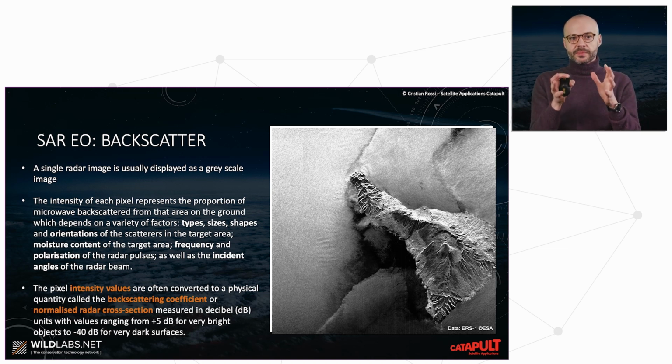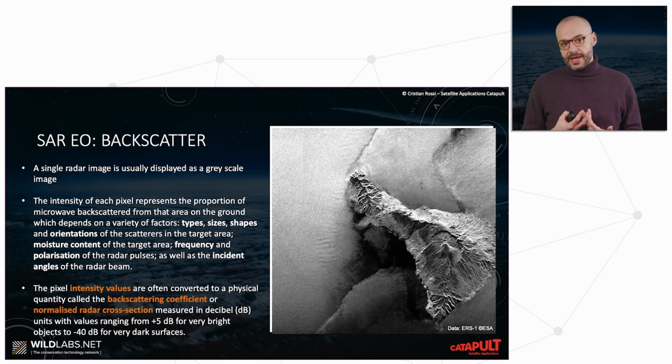So a single radar image is usually displayed in this way, like in a gray scale. And the intensity of each pixel here represents the proportion of the microwave backscatter from the area of the ground. So again, we have our system which is transmitting energy. It bounced, in this case it's an island, we see an island, and is reflected back.